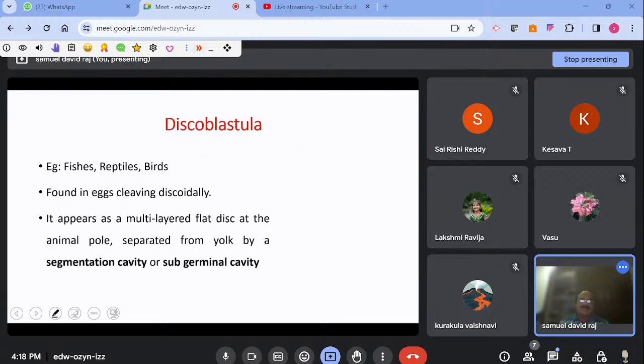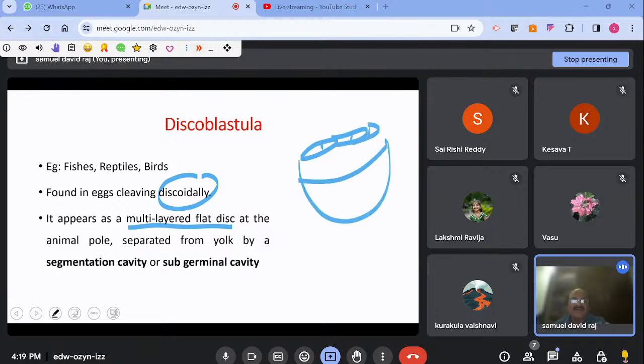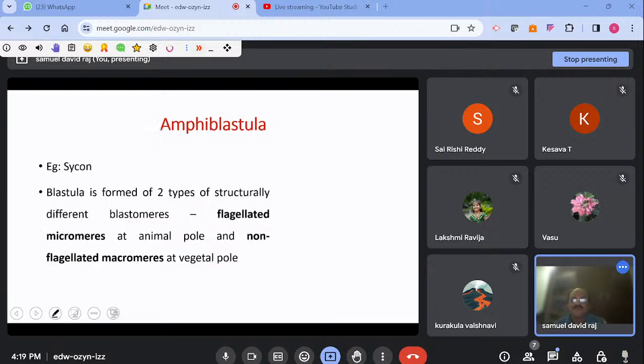Coming to the last three, the discoblastula. It is seen in heavily telolecithal eggs, fishes, reptiles, and birds, where there is discoidal cleavage. It is in the form of a multi-layered flat disc separated from the underlying yolk by a segmentation cavity or subgerminal cavity, which we have discussed just now. And the next one is the amphiblastula.